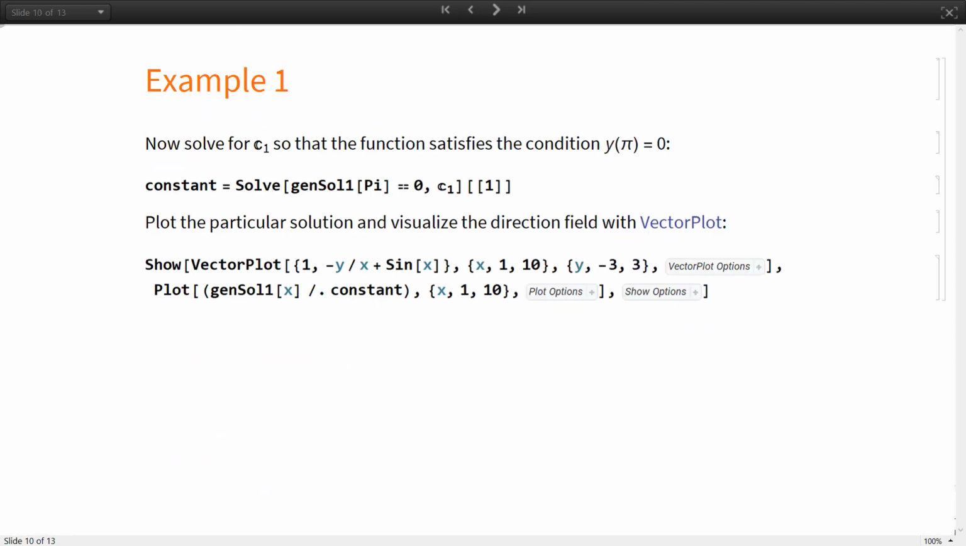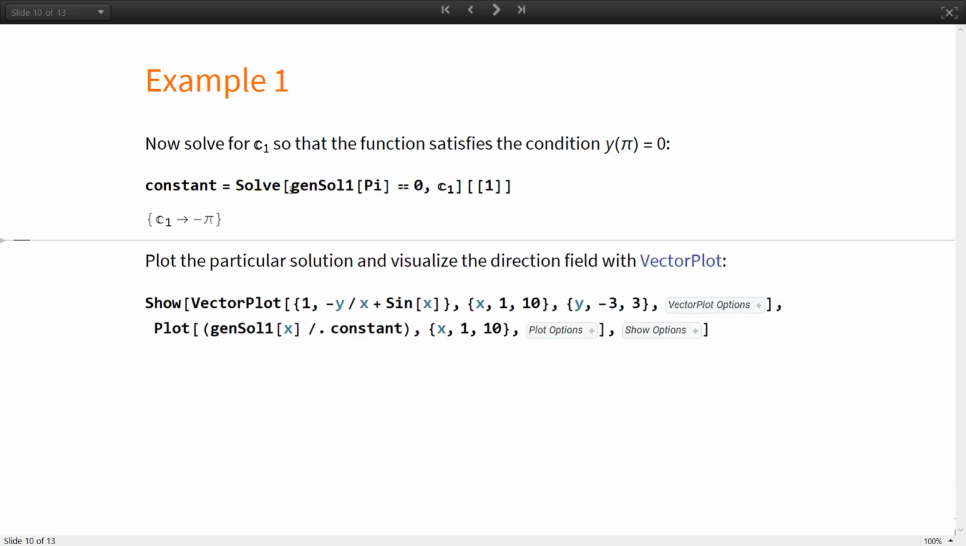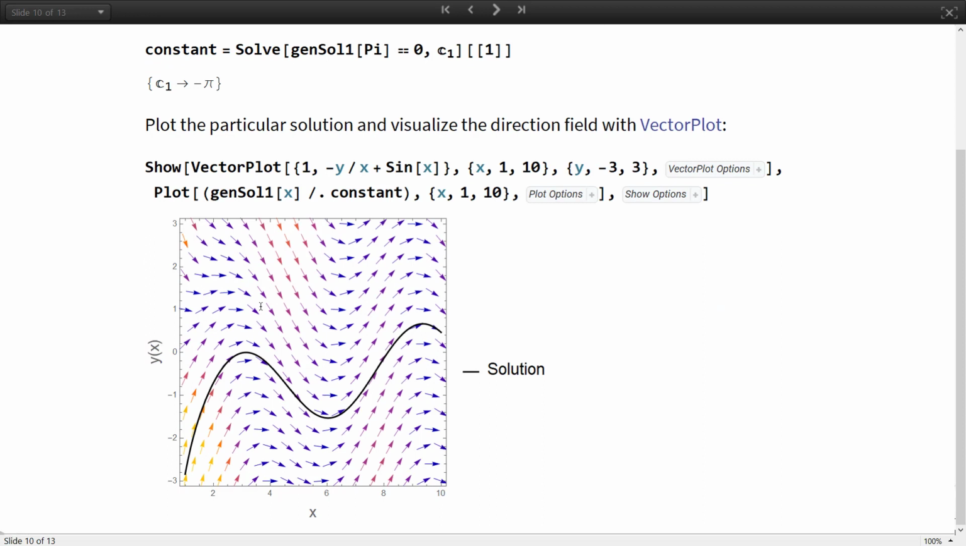Now that we have the general solution, solve for C1 using the condition that the solution must equal 0 at x equals pi. We can see that the general solution satisfies the condition when C1 equals pi. Now let's compare the solution with the direction field for this differential equation. The solution we found to this problem follows the direction field well and satisfies the condition at x equals pi.